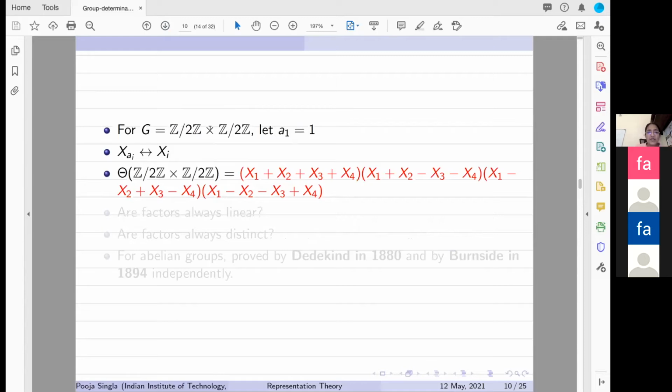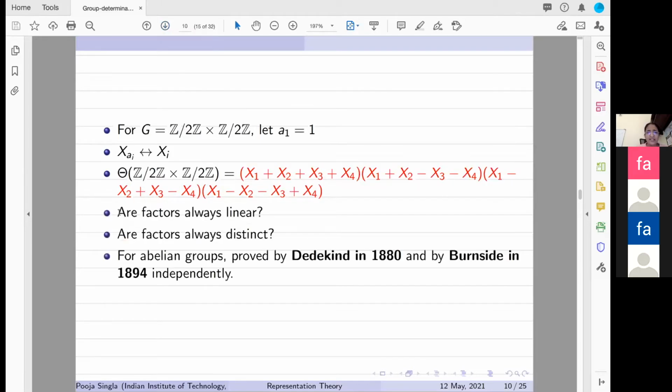Let's take G to be Z mod 2Z cross Z mod 2Z. Okay. And here I'm putting A1 to be 1. So that makes a little bit of difference as we will write the elements. Okay. So then the group determinant is this product of 4 factors, x1 plus x2 plus x3. Any other elements you put one element, you put 2, 3, 4. So that's all I'm doing. Okay, A2, A3, A4. And so this decomposes like this as, again, linear factors.